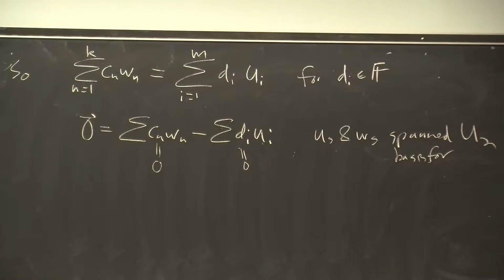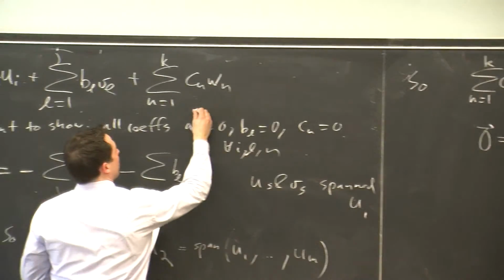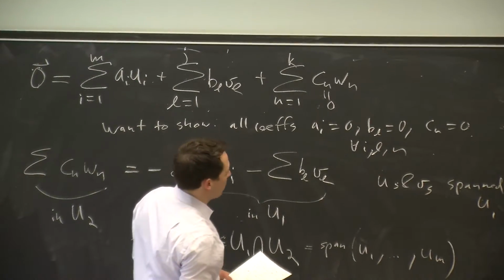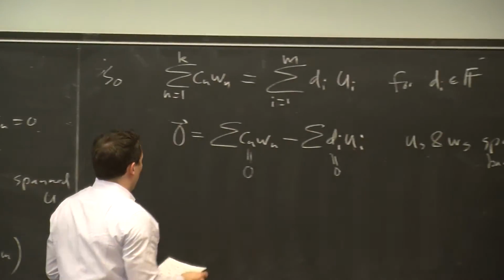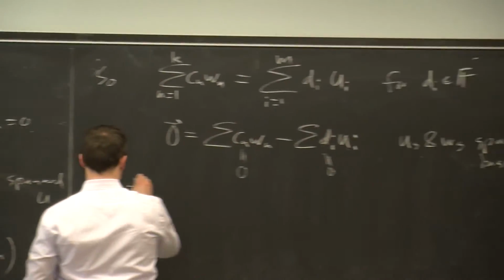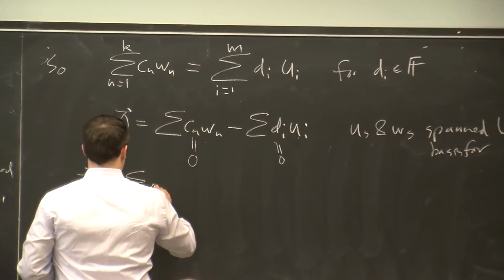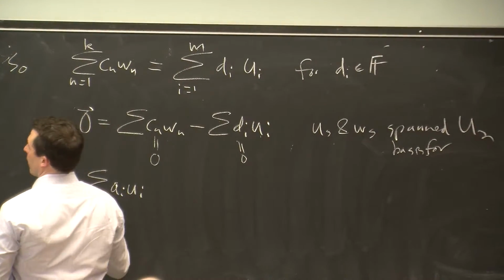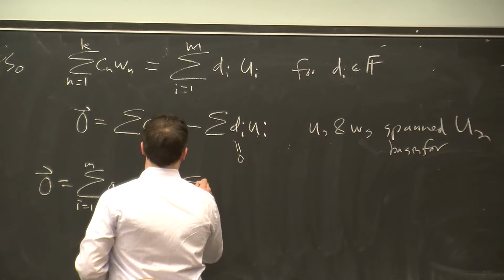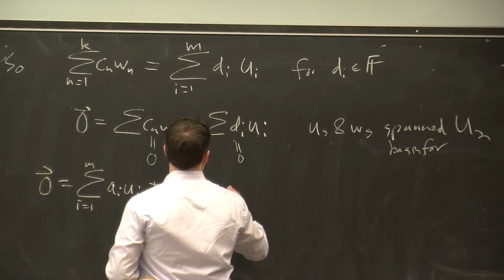So that gets rid of these, right? These are all 0. That means that our big linear combination simplifies to the sum of the a_i u_i plus the sum of the b_l v_l.